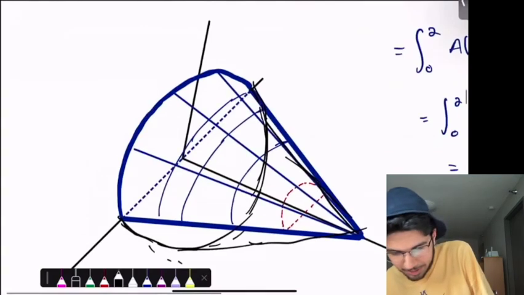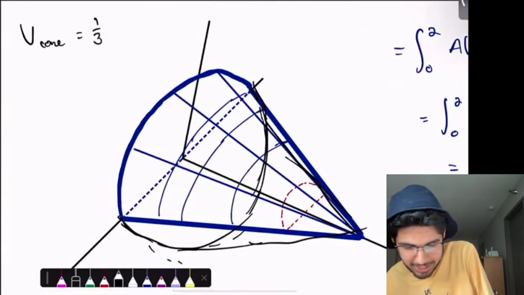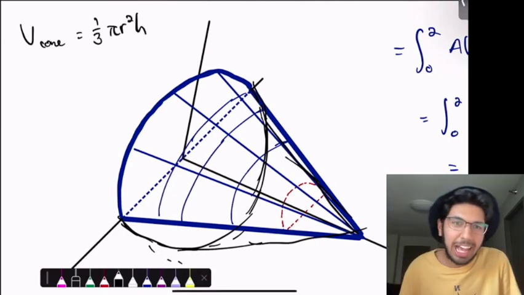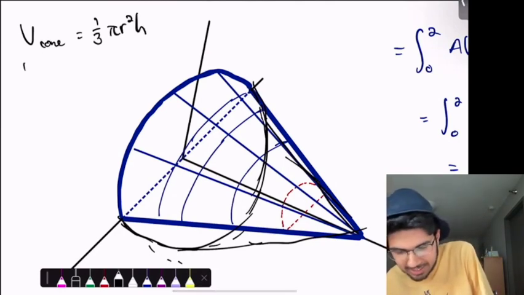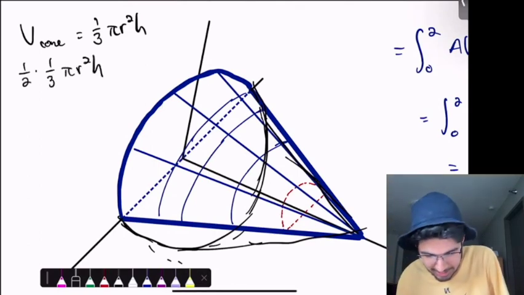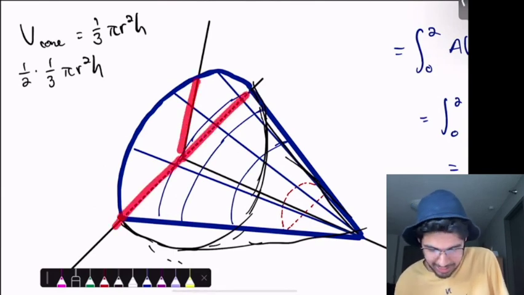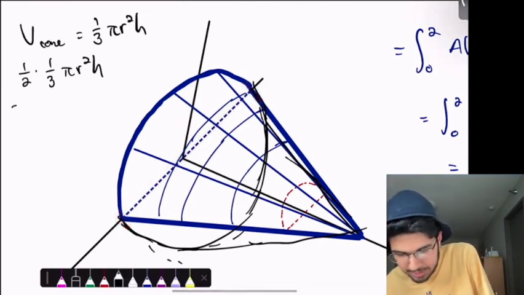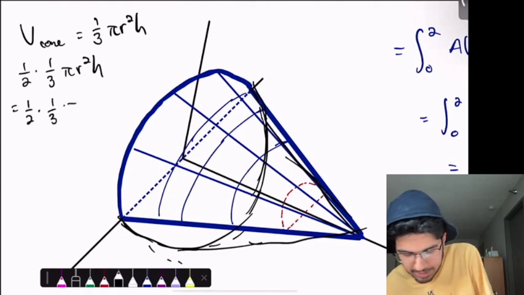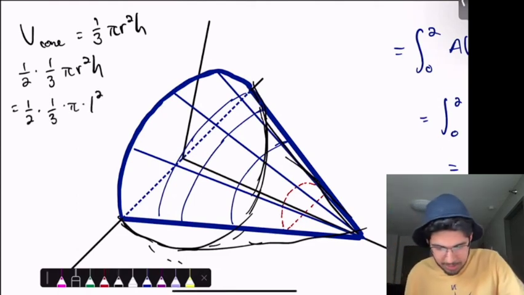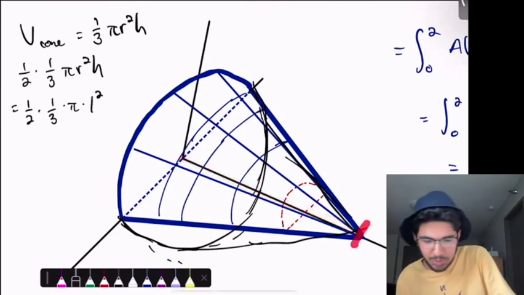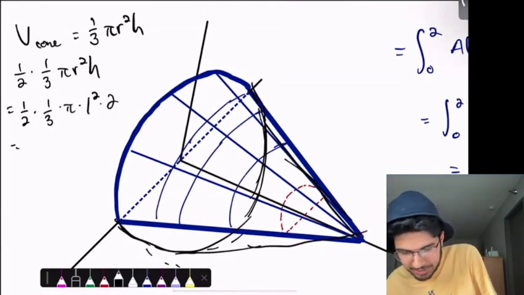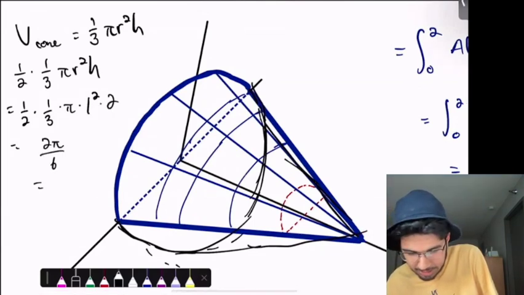So the volume of a cone is equal to 1/3 pi r squared h. We're looking for half the volume of the cone, so we take half of it. So 1/2 times 1/3 pi r squared h. R in this case would be one of these red lines. We said that this is -1, that's 1, so we can just say r is equal to 1, times pi times 1 squared. H is going to be this, from the point to the center of the circle, and we said that this is 2, so h will be 2. You can evaluate this out, you get 2 pi over 6 equals pi over 3.